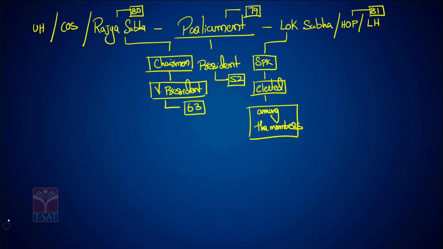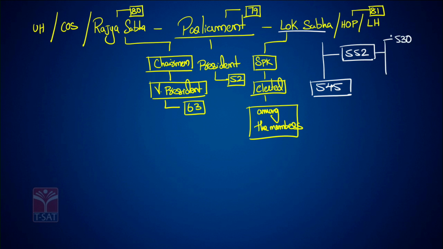Now, let us see the composition of the Lok Sabha first. The maximum strength of the Lok Sabha is 552. The present strength of the Lok Sabha is 545. Out of 552, 530 are from states, up to 20 from union territories, and 2 are from Anglo-Indian communities.